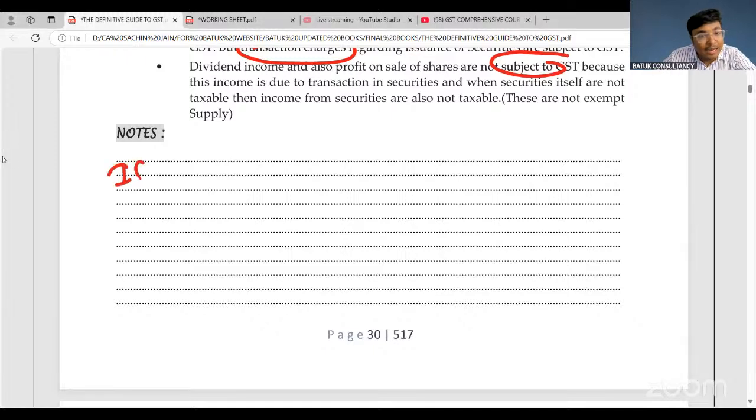Sir, related to ice cream and the composition scheme, we have section number 10. Most probably on Monday, we'll discuss the composition scheme in detail. We'll discuss the manufacturer, the trader, the service provider, and ice cream as well, and pan masala, gutka, everything. So Venu sir, can we discuss the same on Monday?